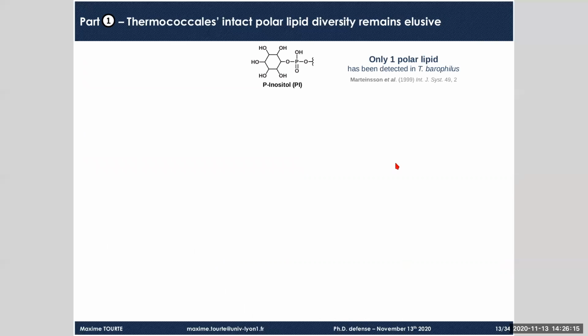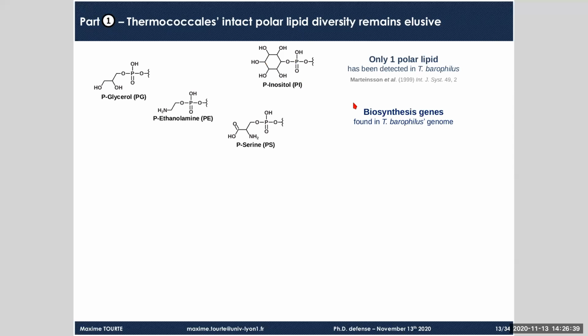So there was only one characterization of the intact polar lipids of Thermococcus barophilus, by Martenson and colleagues in 1999. What they revealed is only one polar lipid, which was based on a phosphoinositol polar head group here, attached to a diether. But we know from the genome of Thermococcus barophilus that it has the capacity to synthesize a whole lot of other polar head groups, such as phosphoglycerol here, also phosphoserine.